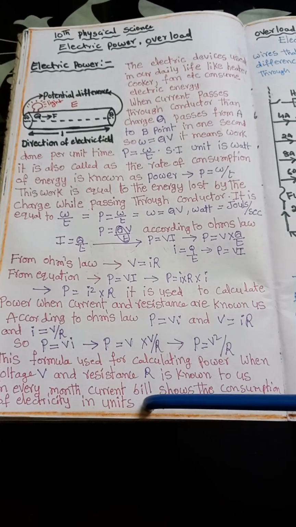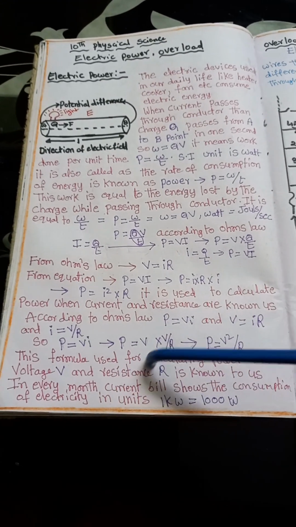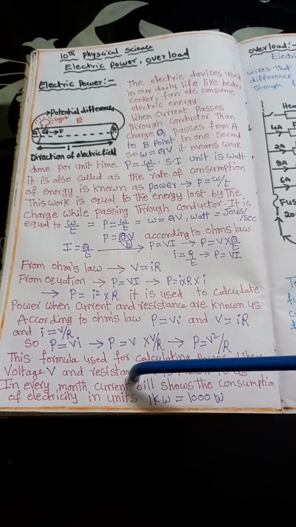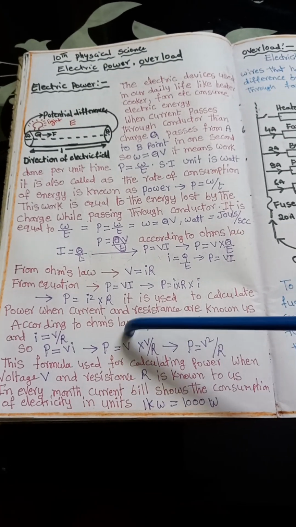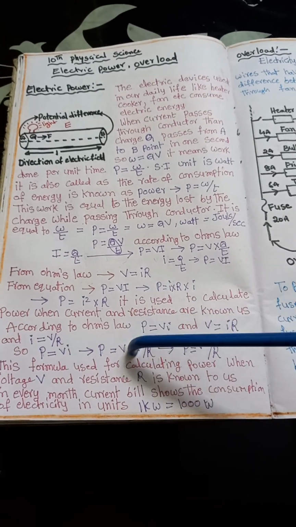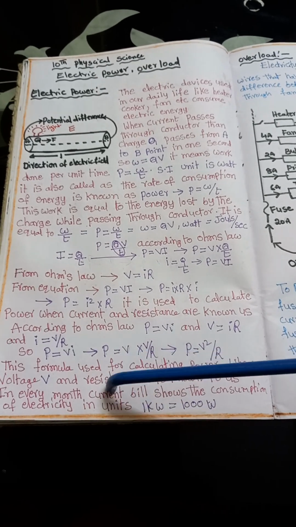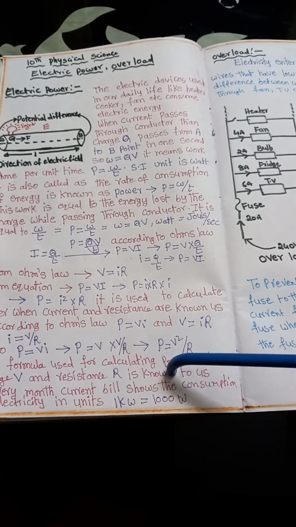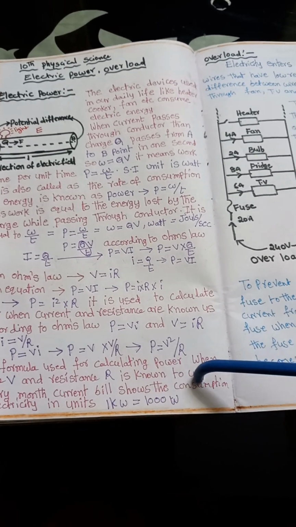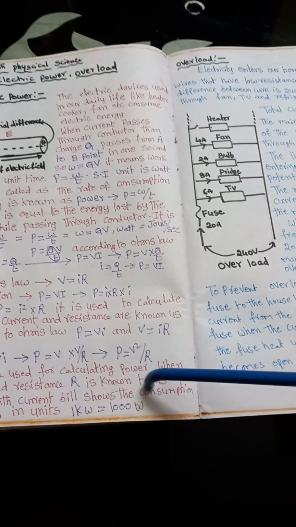In every month, the current bill shows the consumption of electricity in units. So every month we consume electric energy, and then we get the bills. It is known as units. And 1 kilowatt is 1000 watts.